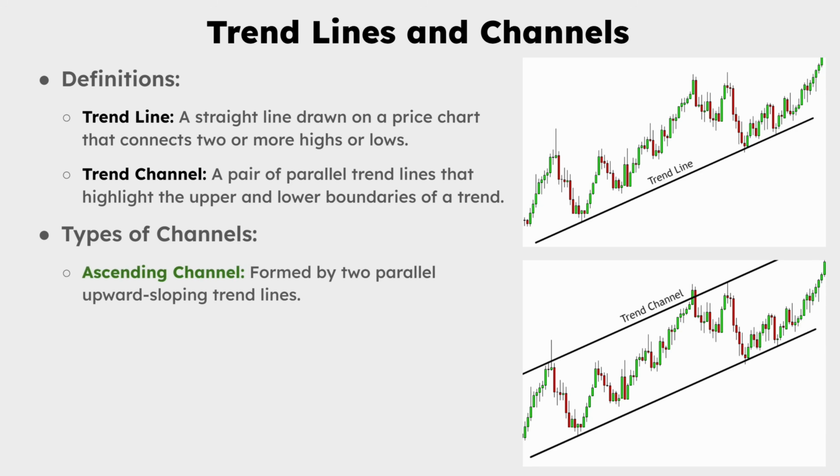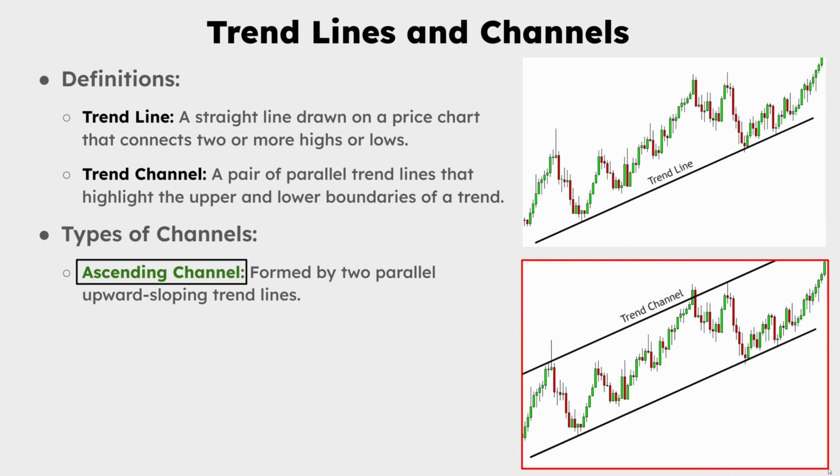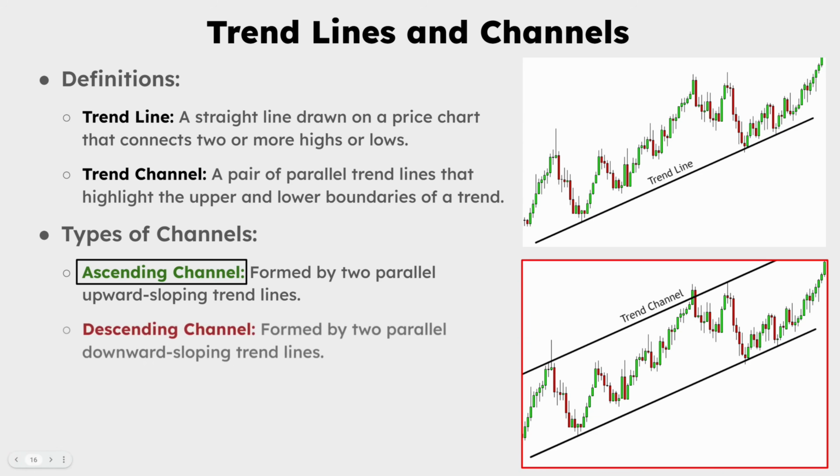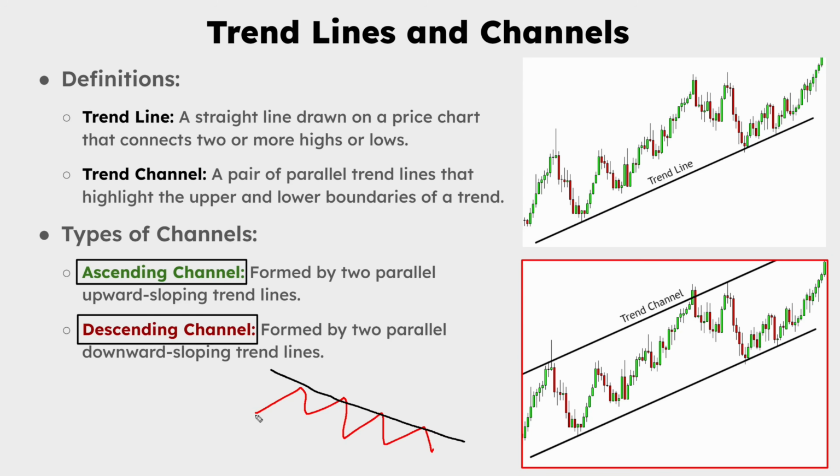But now, what about the different types of trend channels? Well, first of all, we have the ascending channel. This is a trend channel formed by two parallel upward sloping trend lines. So for example, this trend channel right here is an ascending channel. But we also of course have the descending channel. And this is just the opposite. A descending channel is formed by two parallel downward sloping trend lines. So if we have a trend that goes something like this, then the descending channel would be created by connecting the highs here and the lows.